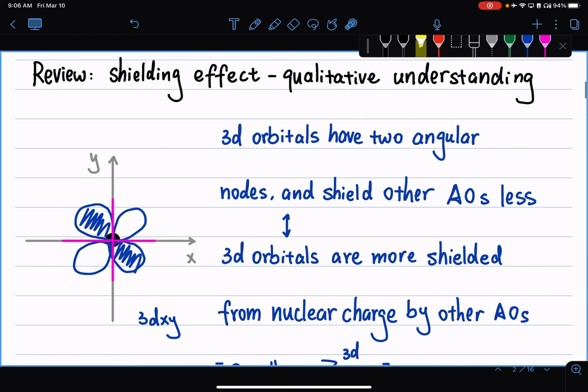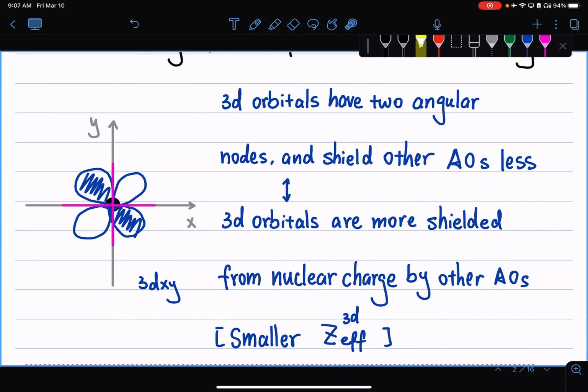So this is, again, a qualitative understanding of the origin of the shielding effect. When we're talking about shielding effects, again, what we have is the inner shell electrons will shield the center nuclear charge from the outer shell electrons. With d electrons, they have 2 angular nodes. So I'm just using the 3dxy here as an example. Whenever you have angular nodes, it means that there's 0 electron density at the angular node and very low electron density around that angular node.